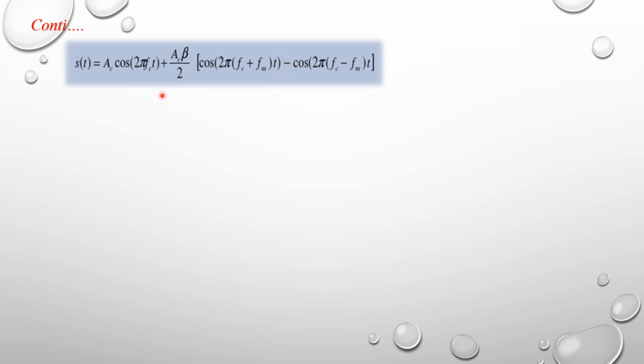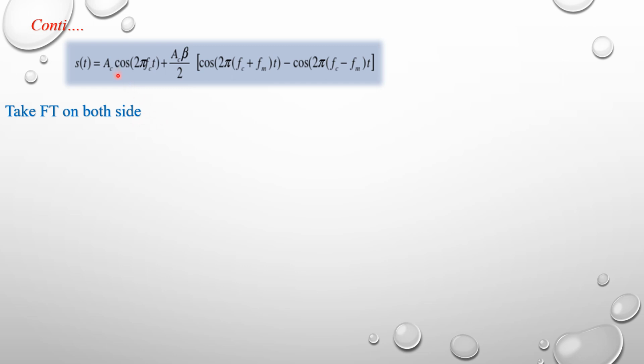In amplitude modulation we get the carrier signal, carrier plus upper sideband plus lower sideband. So here we get the carrier signal plus upper sideband minus lower sideband. So this is the time domain equation. We have to convert the time domain equation into the frequency domain equation, just by taking the Fourier transform on both sides.